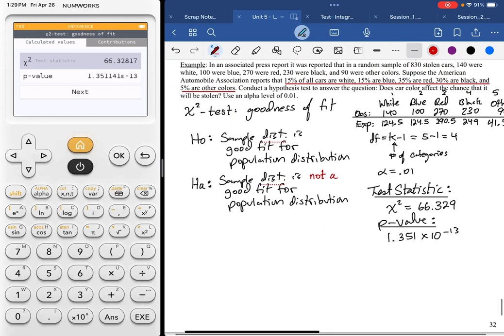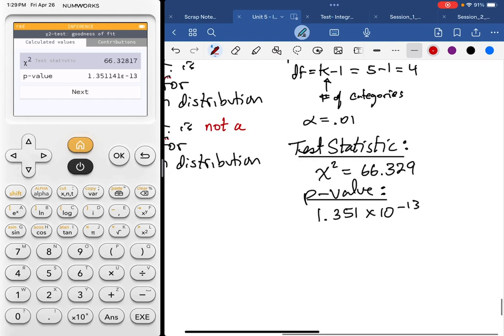But we have our p-value, we have our test statistic. P-value is incredibly small. So whatever the alpha value is, p-value is going to be less than whatever that alpha value is, so we reject the null hypothesis.